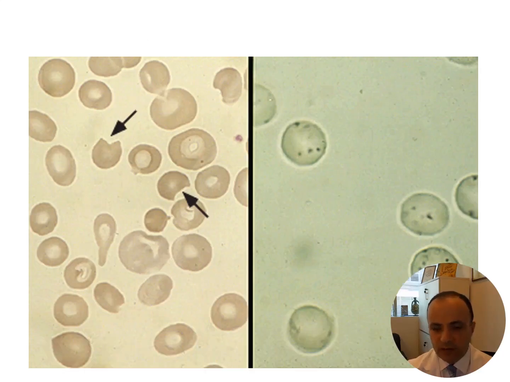And these are the bite cells. Essentially, when the red cells go through the spleen with the Heinz bodies that you see on the right side of the screen, the macrophage takes a bite to remove these Heinz bodies, and you end up with what's called bite cells, the ones you see on the left side of the screen.